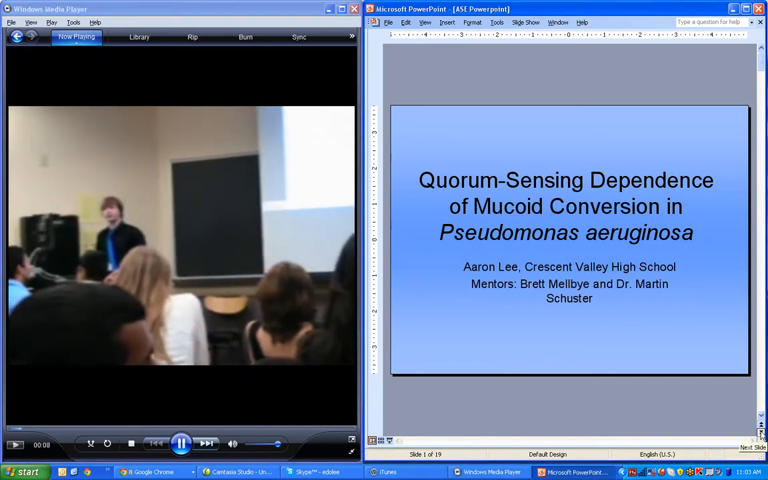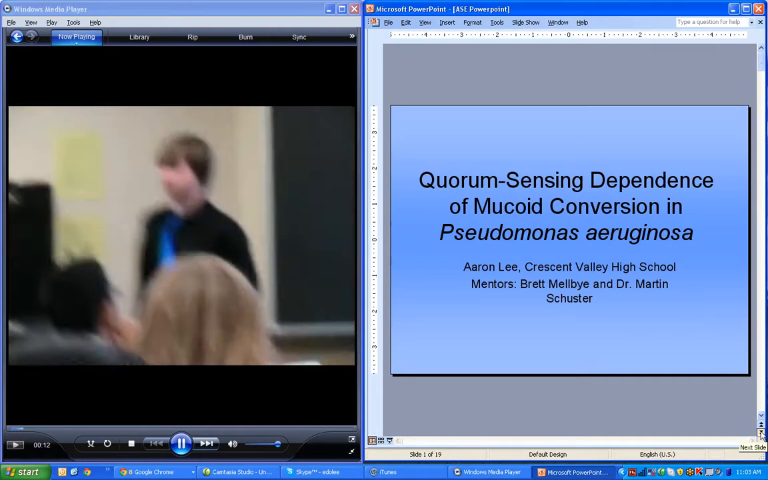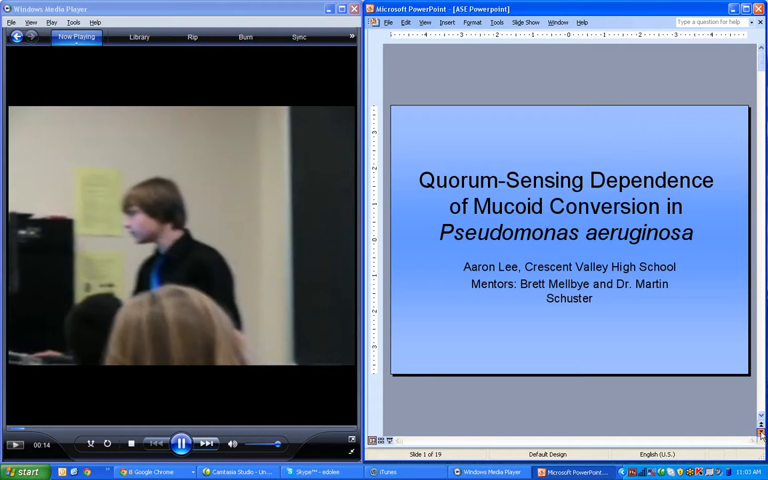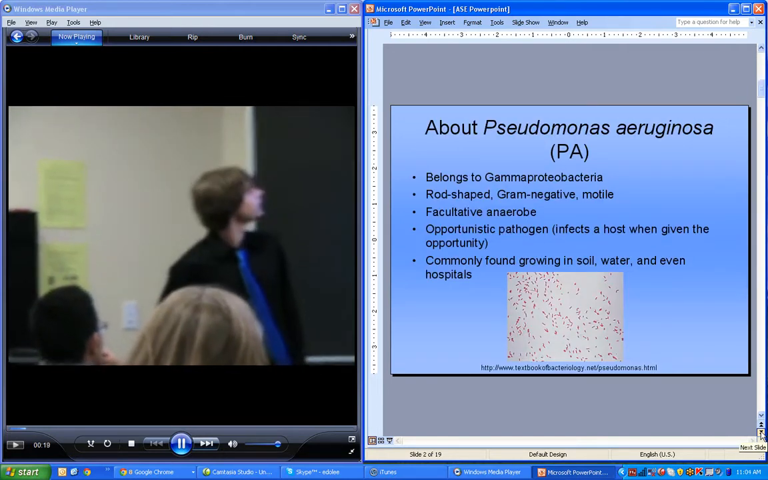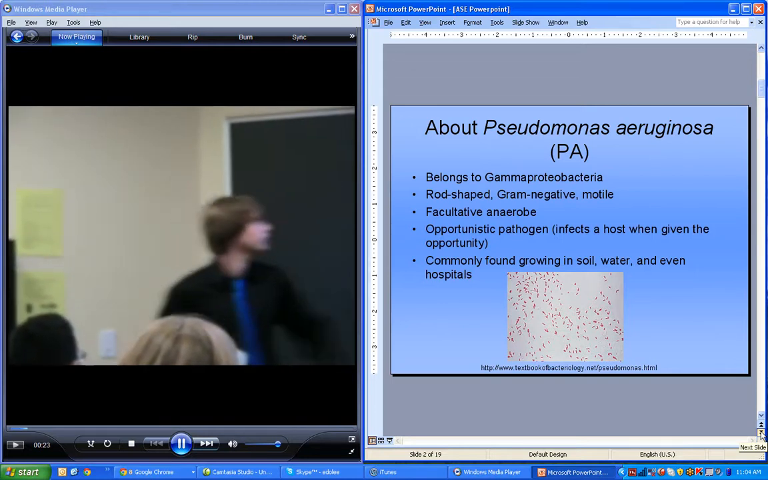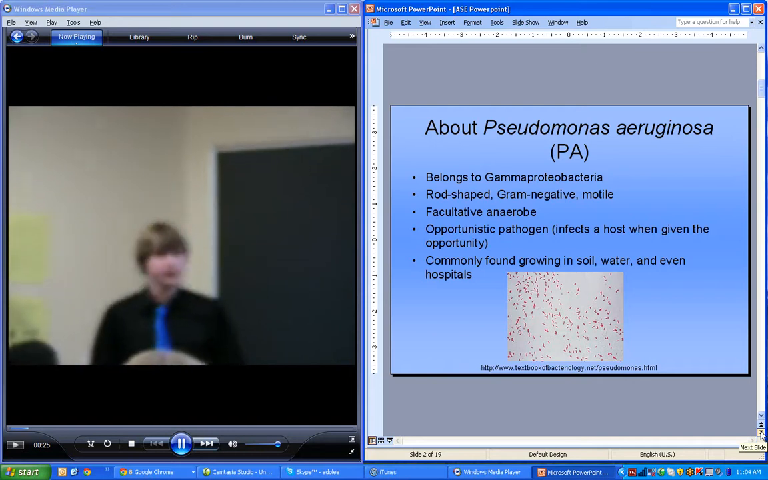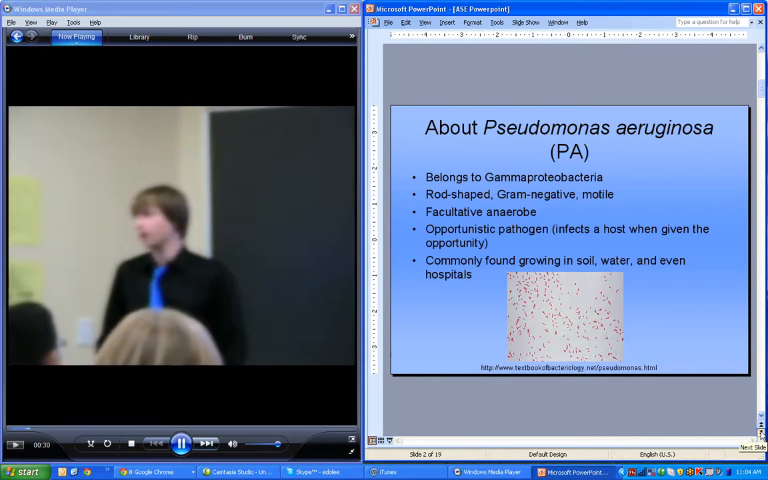All right, so before I get into what my project was focused on, I'm going to talk a little bit about the bacteria I studied. It's called Pseudomonas aeruginosa, or PA for short. It belongs to the group Proteobacteria. It's rod-shaped, as you can see in the picture. It's gram-negative, meaning that on a gram stain it will appear pink, and it is motile.